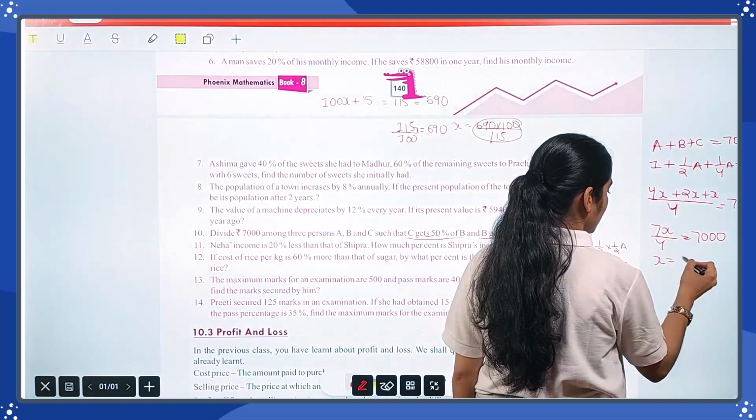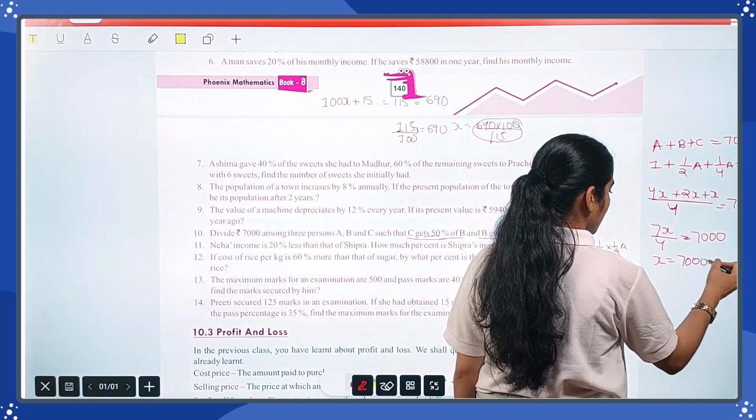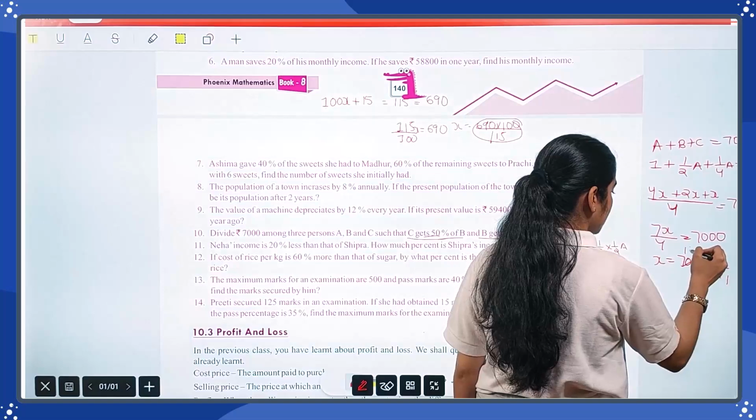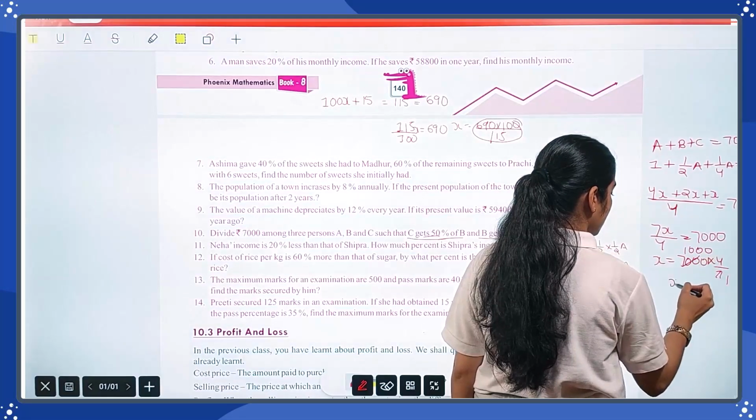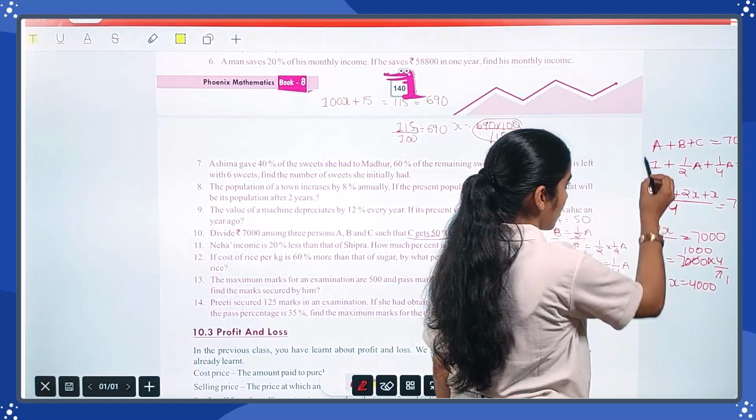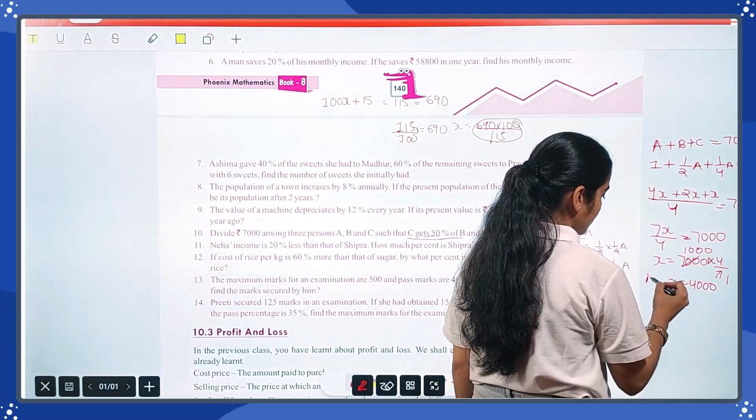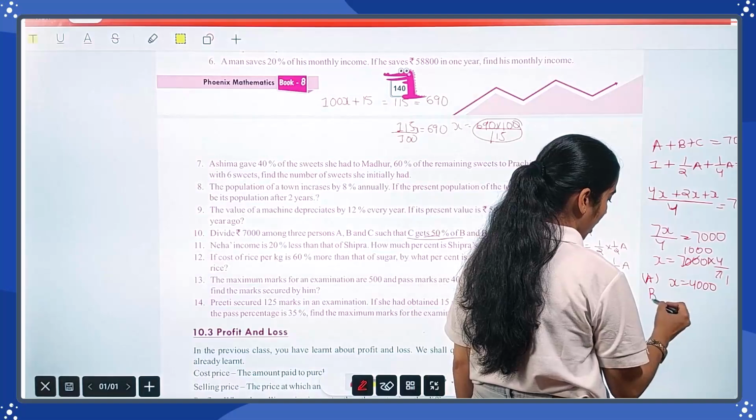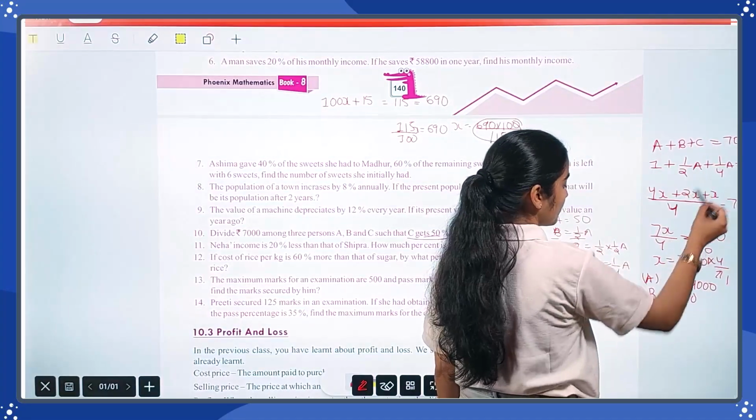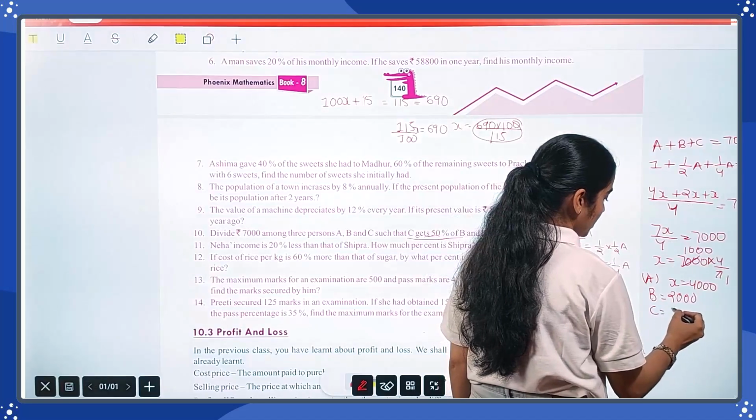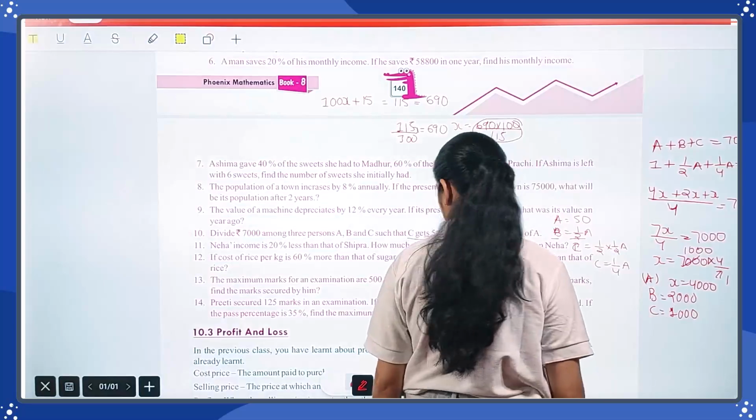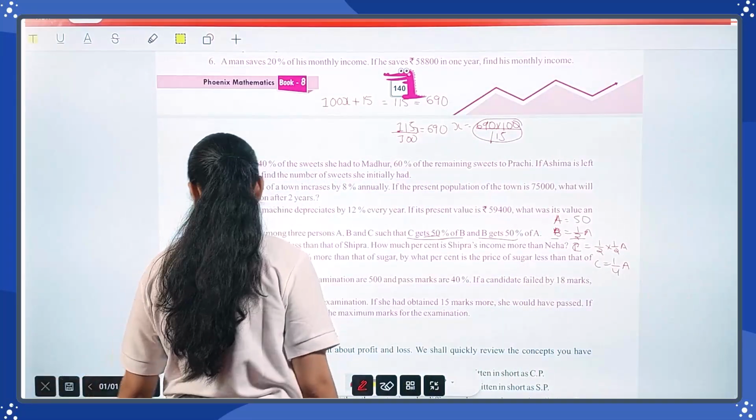So x is equal to 7,000 multiplied by 4 upon 7. That is 1,000, and x is equal to 4,000, which means A is 4,000, B, half of 4,000, is 2,000, and half of B is 1,000. That way you have to distribute this amount among A, B and C.